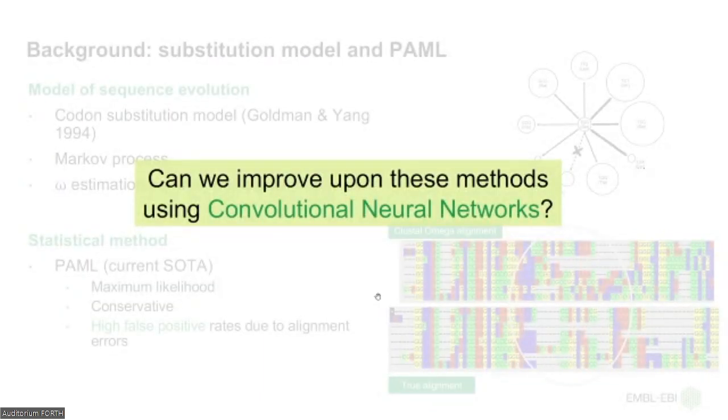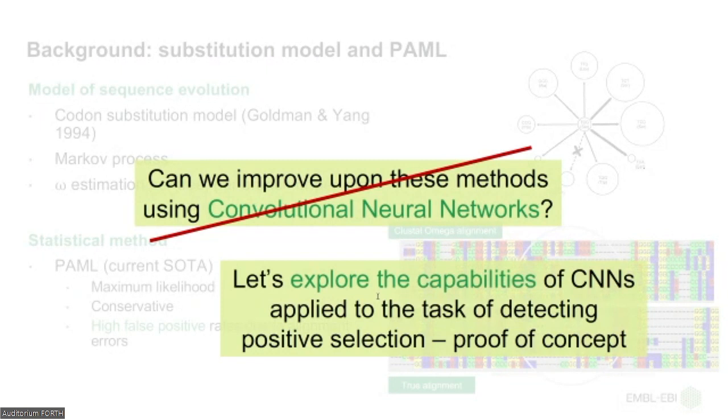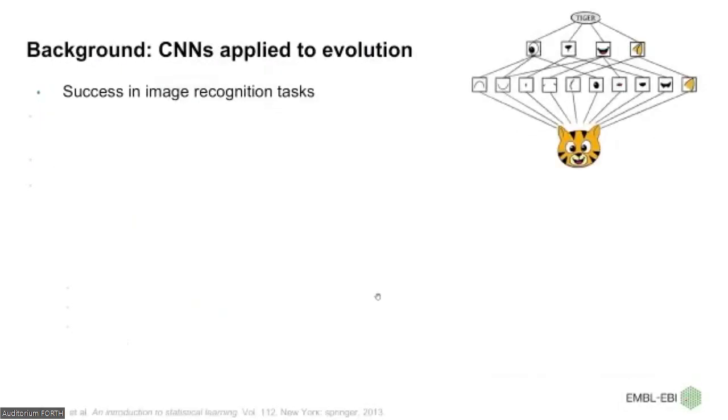So what I'm asking is, can we improve upon these methods using convolutional neural networks? Or perhaps slightly more realistically, let's just see what happens when we throw convolutional neural networks at this problem as a proof of concept. So why convolutional neural networks for this task in the first place?